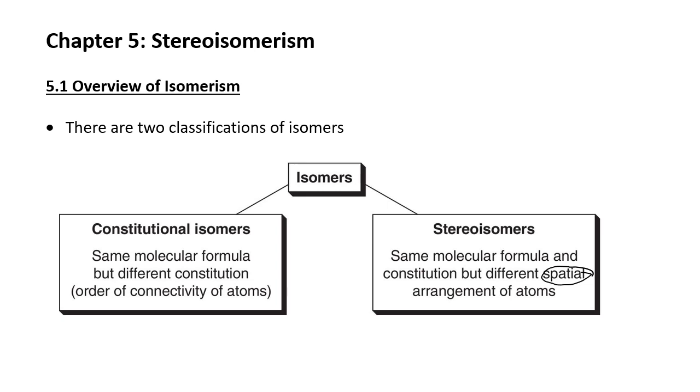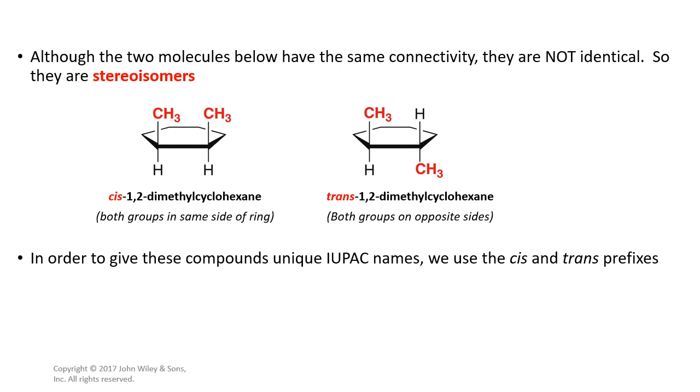So that's going to be the main difference, that spatial arrangement, and we're going to look at a few examples. The first type of stereoisomers we're going to look at are cis and trans stereoisomers. So the molecules shown here are cyclohexane rings with two methyl substituents on each one. As we can see, the molecular formula is the same. They have all the same types and number of atoms between these two. Their connectivities are the same on both rings. We see that both rings have two methyl groups connected to the same exact carbons.